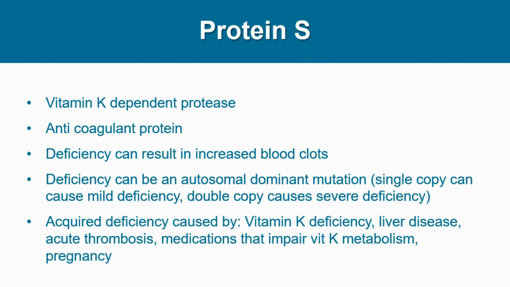Protein S is a vitamin K dependent protease, an anticoagulant protein. Deficiency can result in increased blood clots, and you can have an autosomal dominant mutation, but even a single copy can cause a mild deficiency. Double copy can cause severe, and this is vitamin K dependent. So if someone has vitamin K deficiency, it can affect the activity, as can liver disease, acute thrombosis, medications that impair vitamin K metabolism, such as blood thinners, and pregnancy.